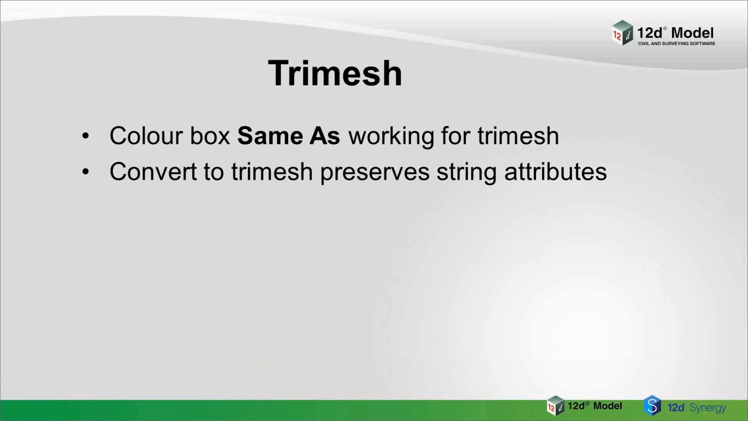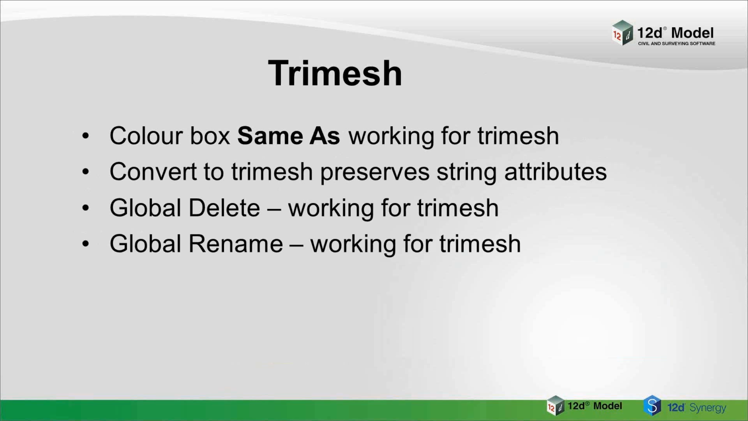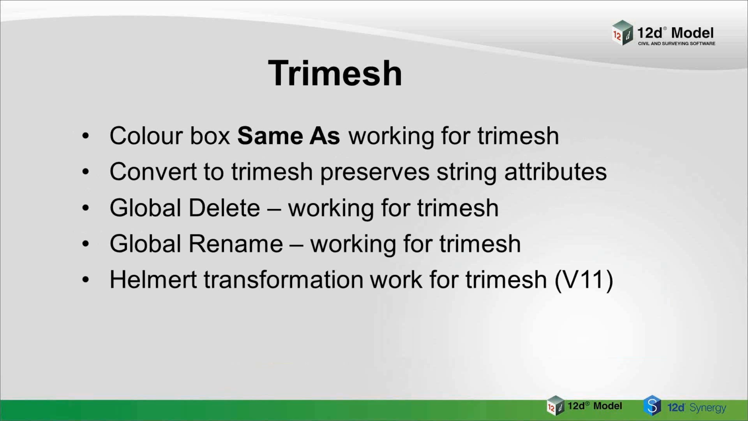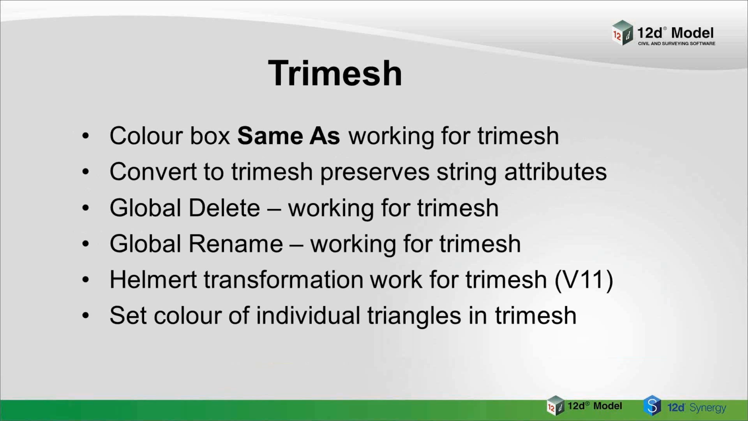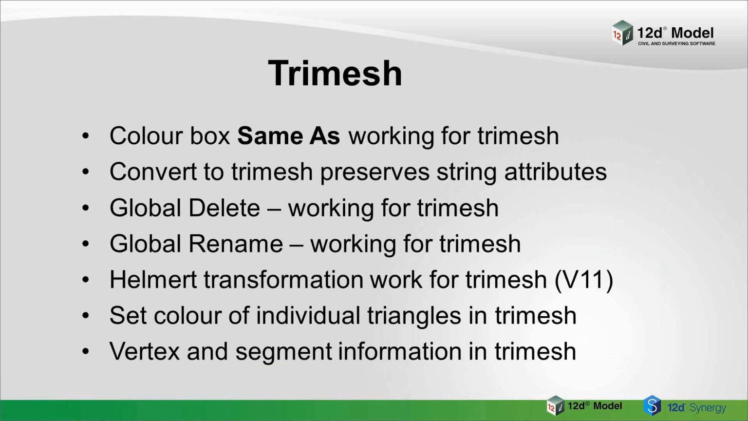Same as works for it. When you convert things into Trimeshes, the string attributes go with it. You can globally delete them. You can globally rename them. The element transformation works on Trimeshes. And you can set the colour from individual triangles in it. And you actually have vertex and segment information.